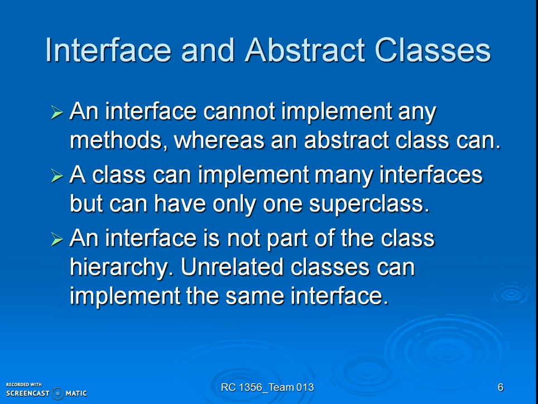So let us discuss the difference between interface and abstract class. An interface cannot implement any method, whereas an abstract class can. A class can implement many interfaces, but can have only one superclass. An interface is not part of the class hierarchy. Unrelated classes can implement the same interface.